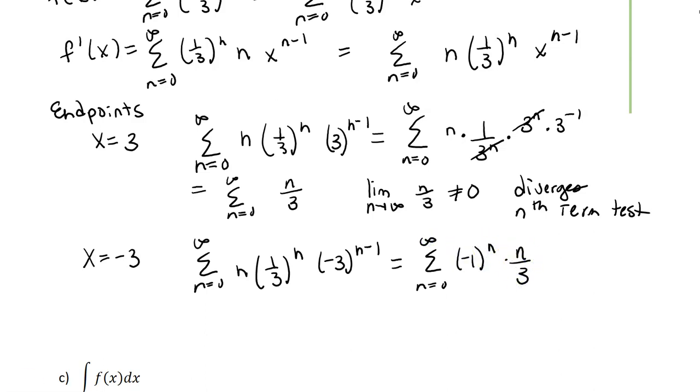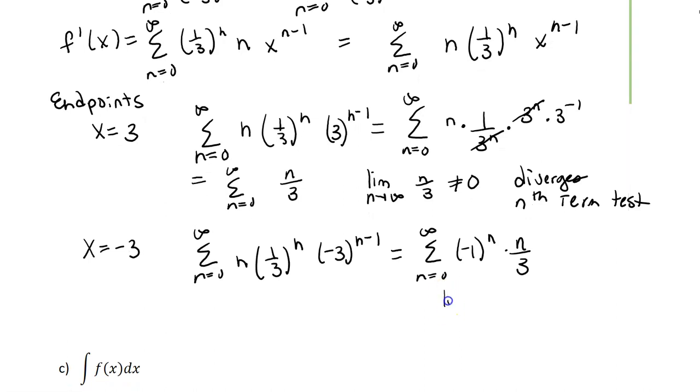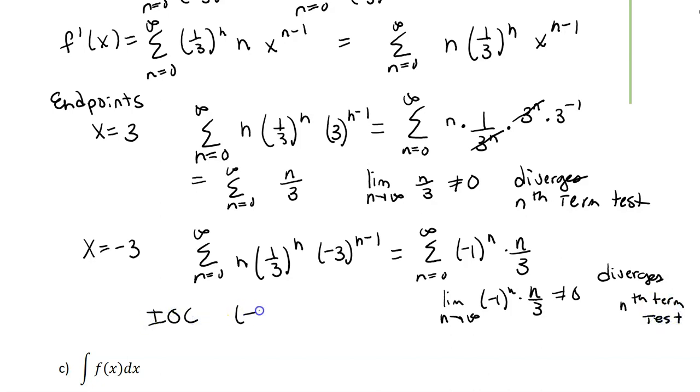So this will be the sum from 0 to infinity of negative 1 to the nth power times n over 3. And this is another example of the limit as n approaches infinity of negative 1 to the nth power times n over 3. That's going to keep growing, but it's going to oscillate between being a really, really large positive number or a really, really large negative number. But it's not equal to 0, so this diverges by the nth term test. All right, so our interval of convergence for the derivative is also negative 3 to 3, not including the endpoints.